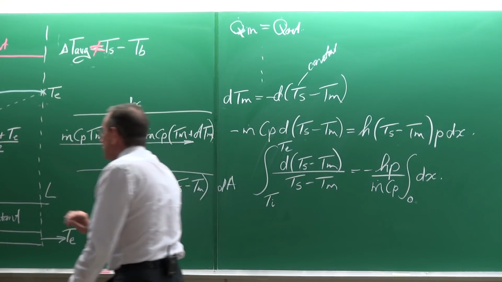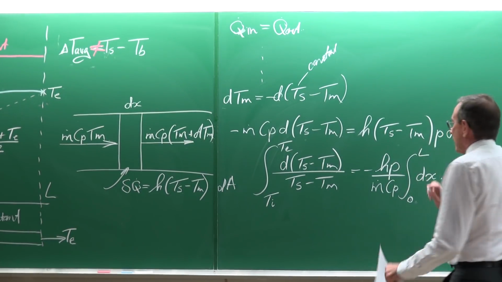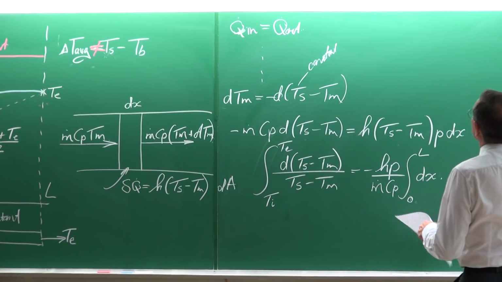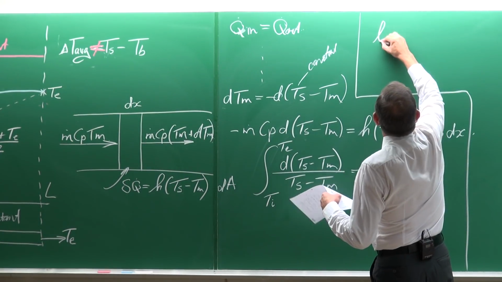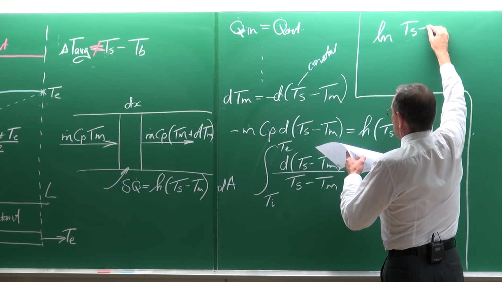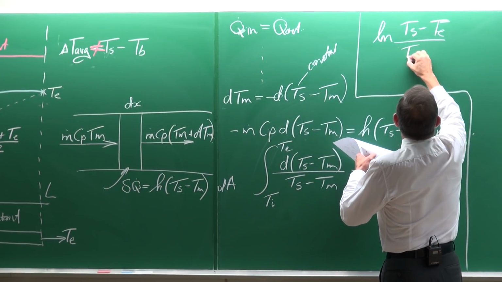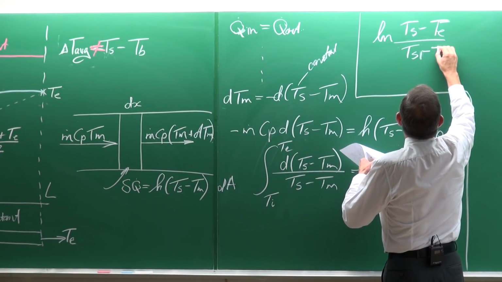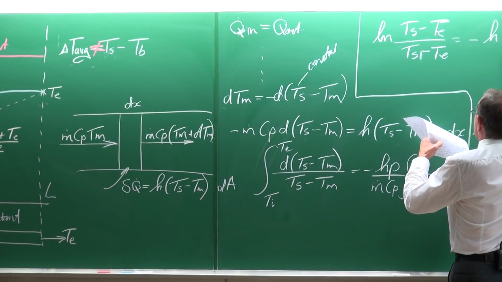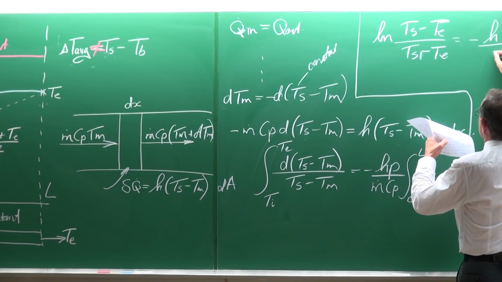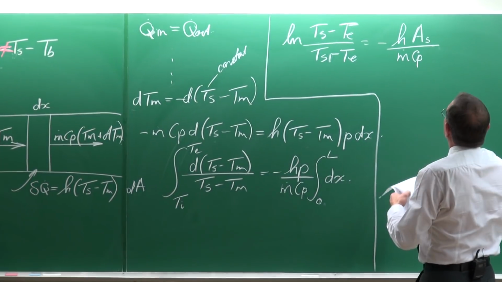This total length of this internal conduit or tube is equal to L, and the result of that is that we get an equation, the ln of (Ts minus Te) divided by (Ts minus Ti) is equal to minus the heat transfer coefficient multiplied by the surface area over m dot Cp.